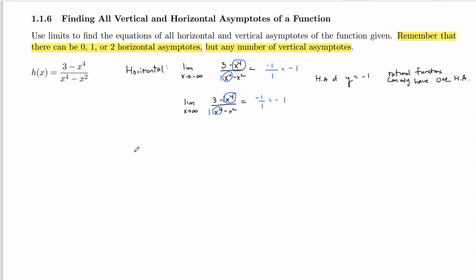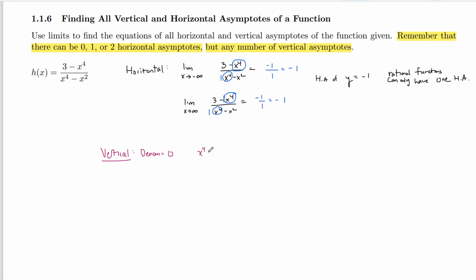All right, what about the vertical asymptotes? Remember, vertical asymptotes occur where the limit is going to be infinite. And where the limit might be infinite is when the denominator equals 0. The limit is infinite if our denominator is 0 and the numerator is not. So let's go ahead and just figure out what x values make the denominator 0.